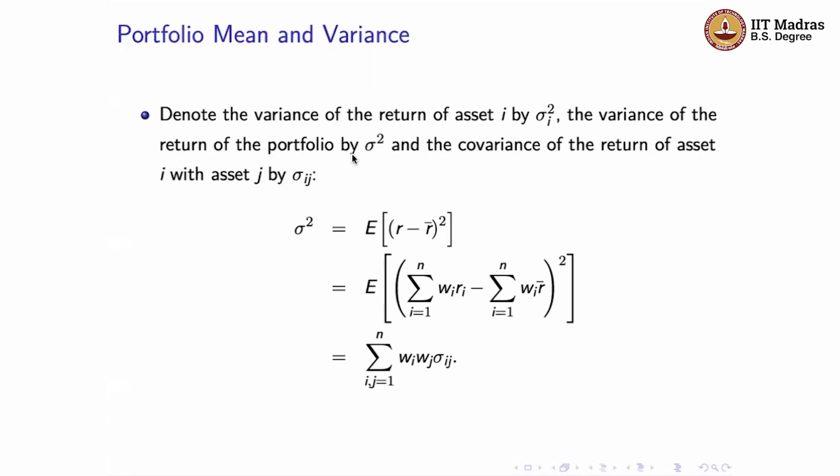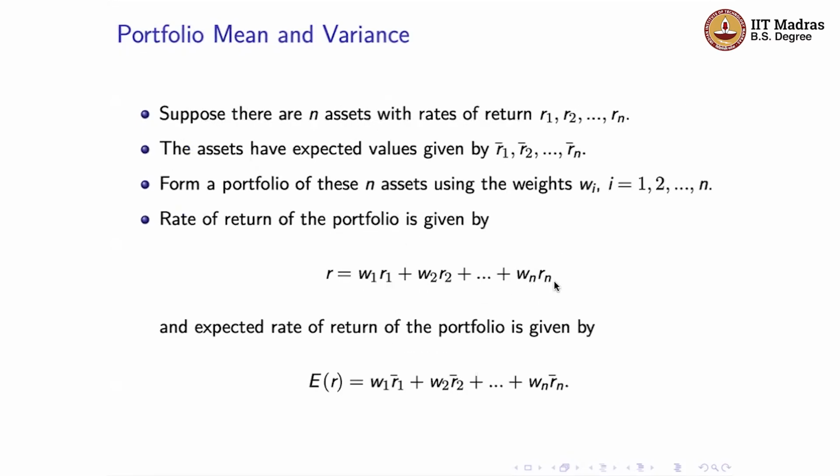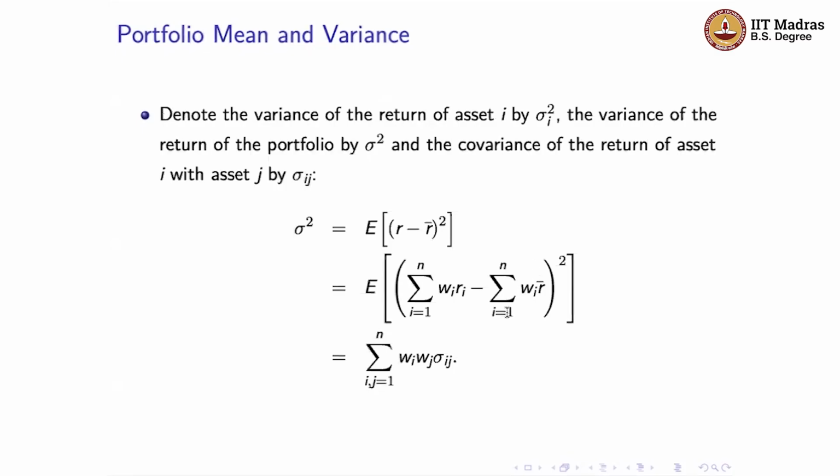So the formula for sigma square, which is the one that we care about, the variance of the rate of return of the portfolio, is given by the expectation of (R minus R bar) square. Now, R we already know is summation Wi Ri, and R bar we also know is summation Wi Ri bar, right? If you expand this and do a bit of simplification, you can show that this ends up becoming the summation over i, j from 1 to n of Wi Wj sigma ij. Okay, so this is a simplified expression for the variance of the portfolio in terms of the different weights of the assets in the portfolio and the covariances.